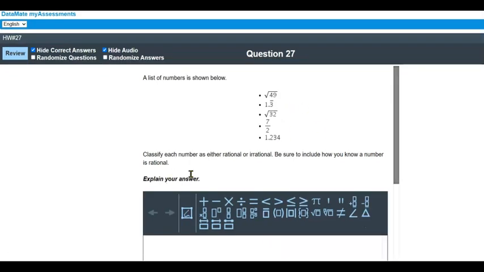Question 27 asks you to classify each number as either rational or irrational. Then it says to be sure to include how you know if a number is rational. So why don't we just make a list of all the rational numbers?